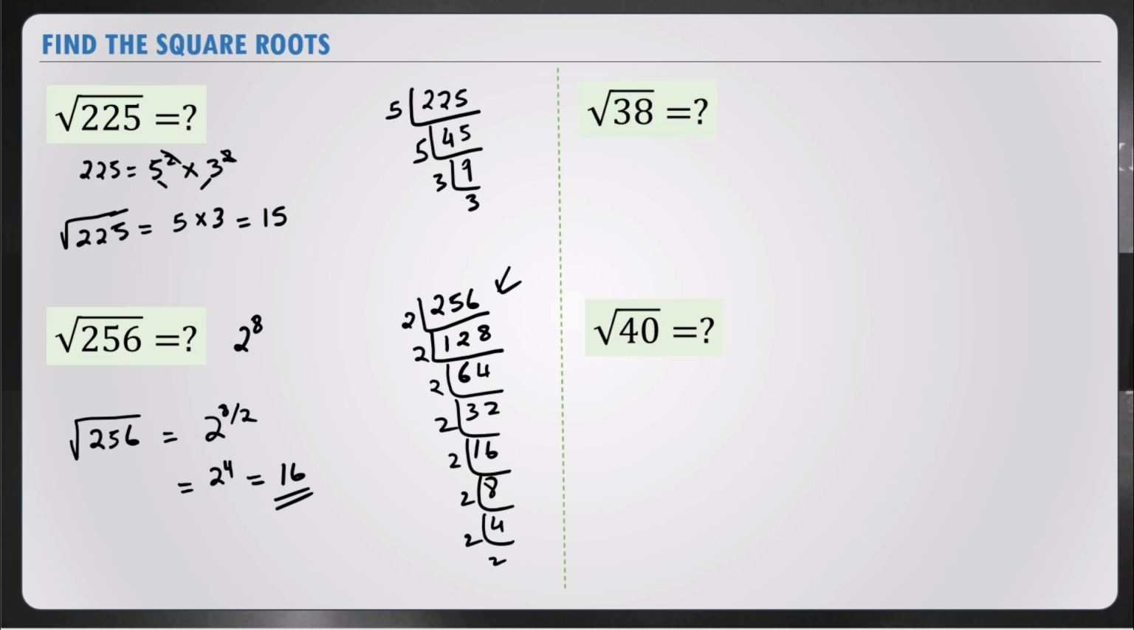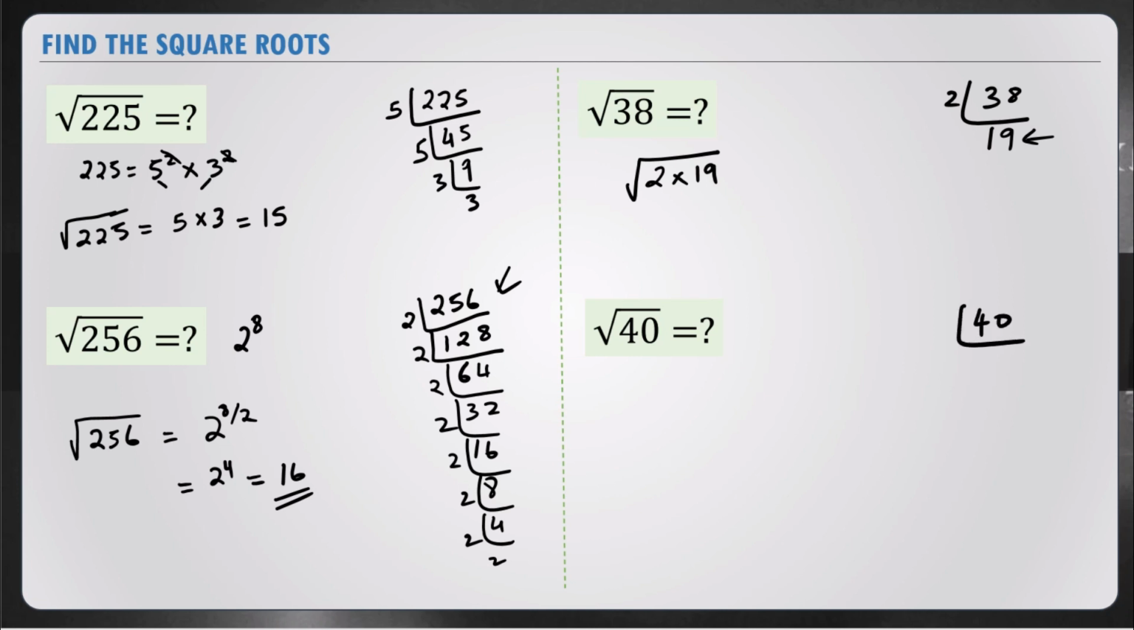Let's check on the number 38. Factors of 38, I would start with 2 and 19, and that's it. 19 is a prime number, so I can't go further. So the square root of 38, I would just simplify it as the square root of 2 into 19. Next, square root of 40.